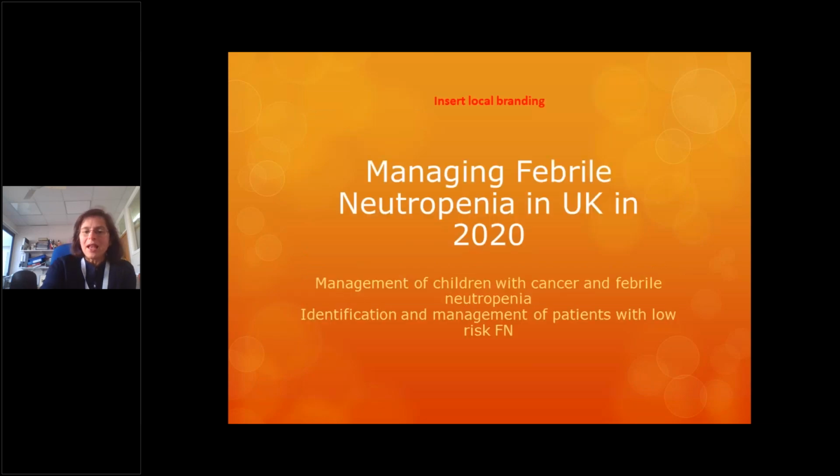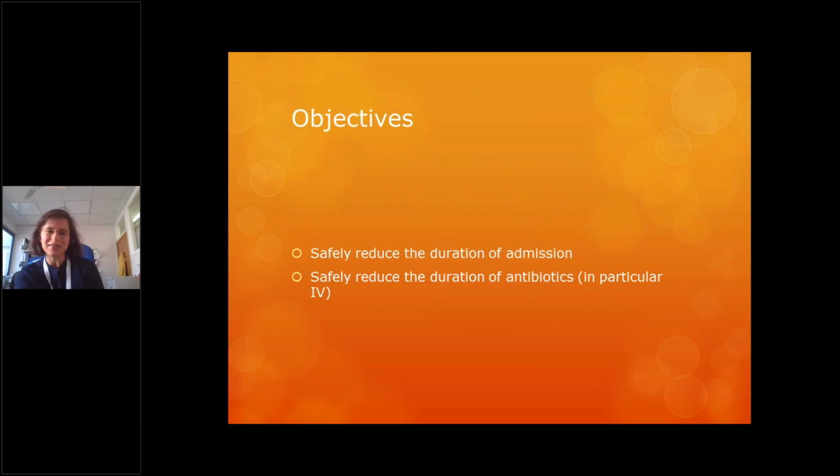And now I want to show you a different way of doing things that we are trying to introduce in the UK, thanks to the coronavirus, which has actually created some good discussion around this. The objective is to safely reduce the duration of admission and safely reduce the duration of antibiotics. And bear in mind that this is actually implemented already at Great Ormond Street, but not in the other primary treatment centers of London.